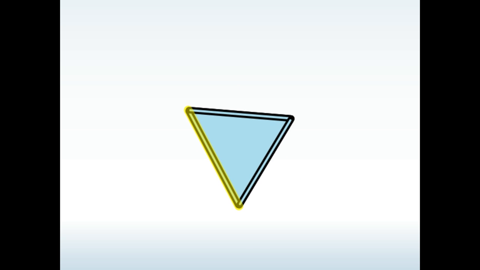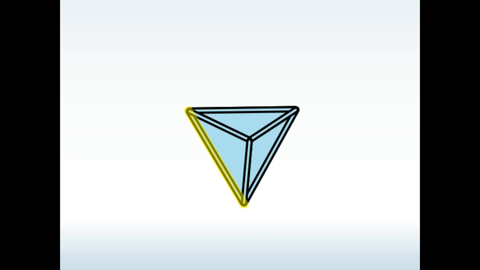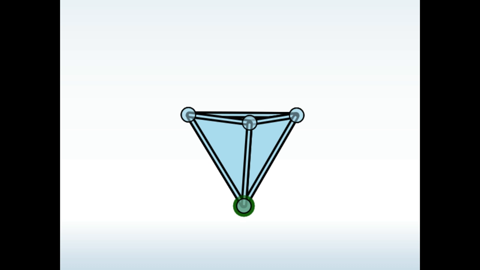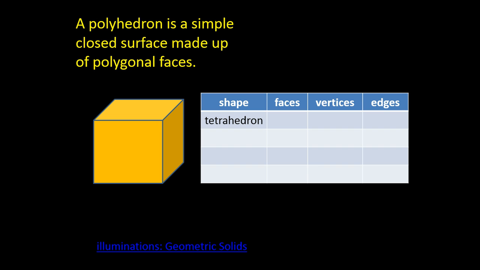The vertices connect the edges together. So the vertices are 1, 2, 3, 4 points. So a tetrahedron has 4 faces, 6 edges, and 4 vertices. So let's put that information in our table. The tetrahedron had 4 faces, 4 vertices, and 6 edges.